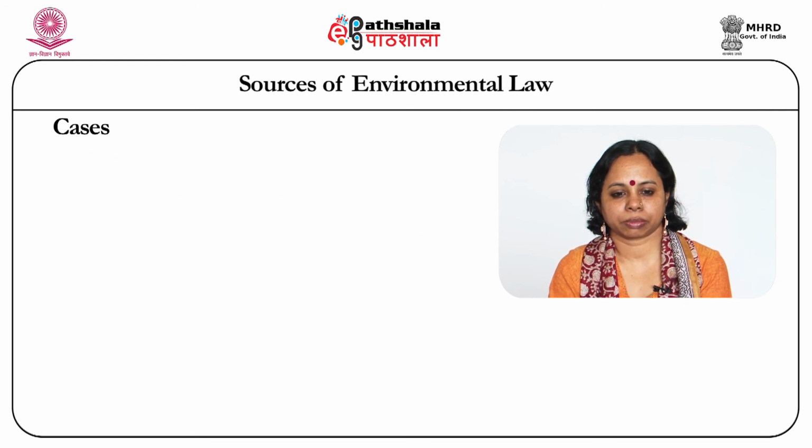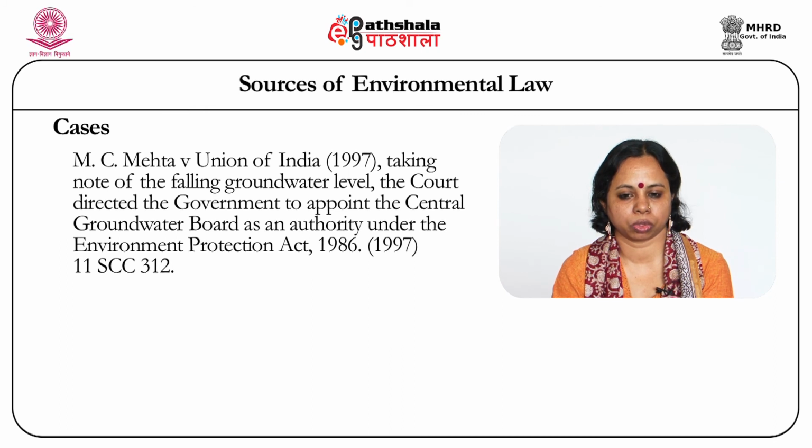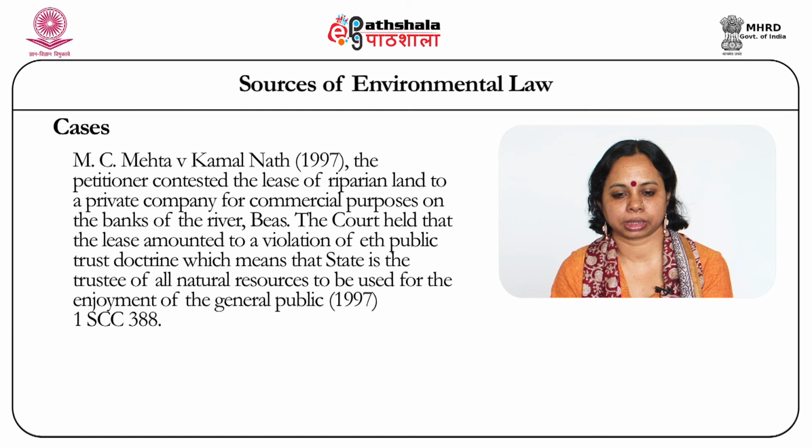In 1997, in MC Mehta versus Union of India, the court was brought to the notice of the falling groundwater level. The court accordingly directed the government to set up the Central Groundwater Board as the authority under the Environment Protection Act of 1986. In the Kamalnath case of 1997, the petitioners contested the lease of riparian land to a private company for commercial purposes on the banks of river Beas.